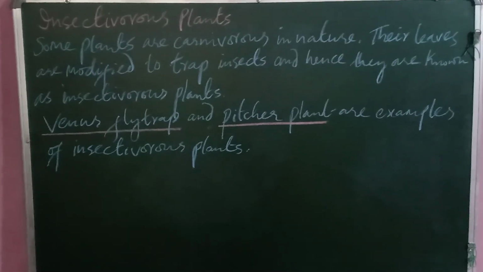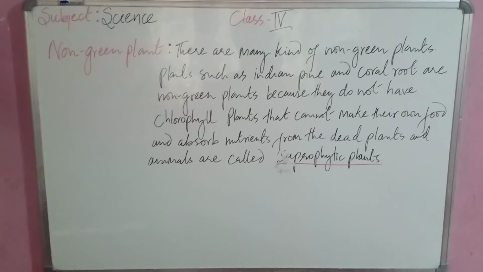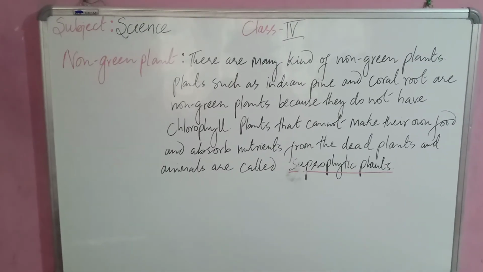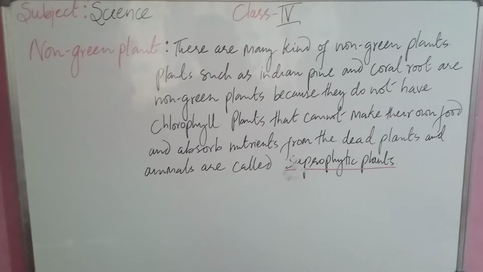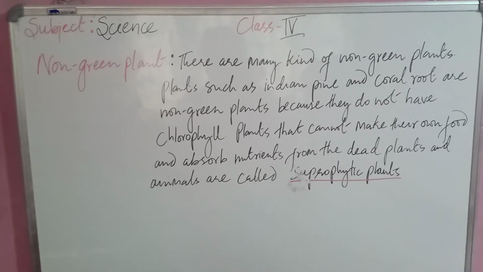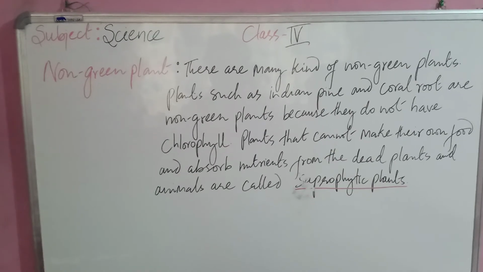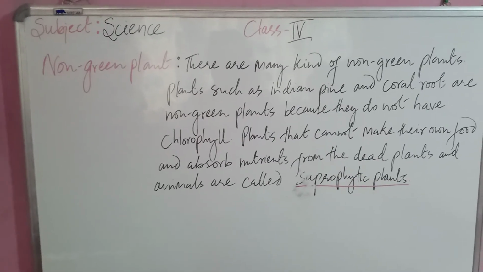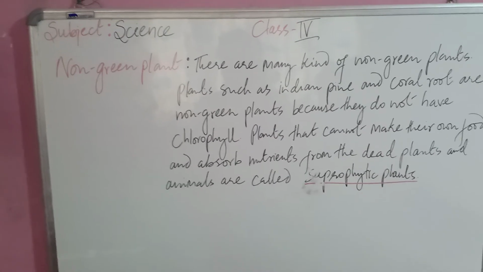Okay, so moving on, the next type of plant is called non-green plant. There are many kinds of non-green plants, whose colors are not green, and plants such as Indian pipe and coral root are non-green plants because they do not have any chlorophyll.